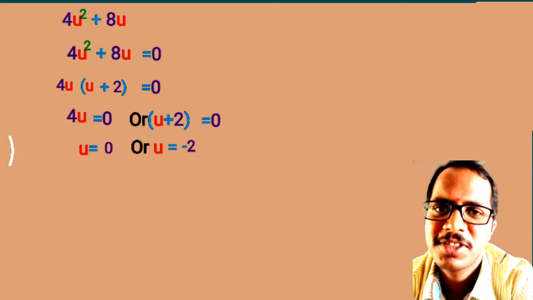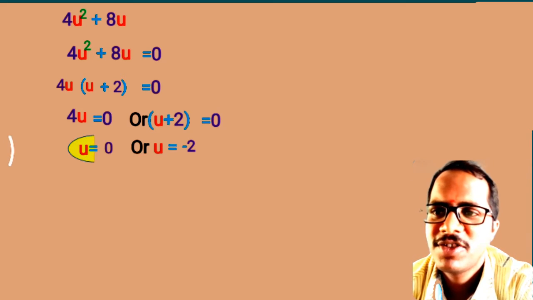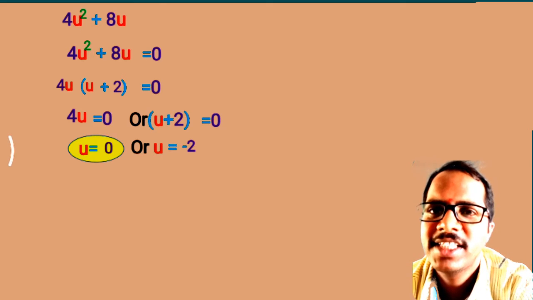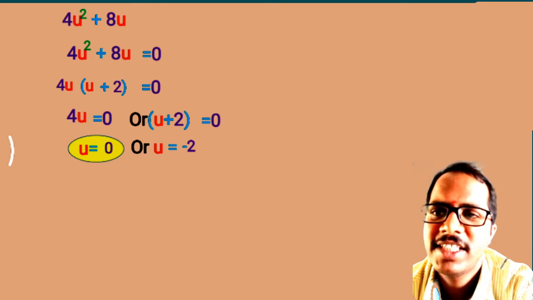So what are the two zeros that we get here? The first zero as 0 and the second zero as minus 2.